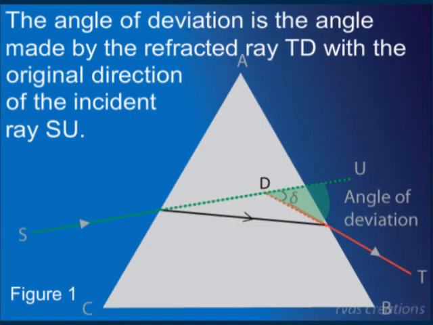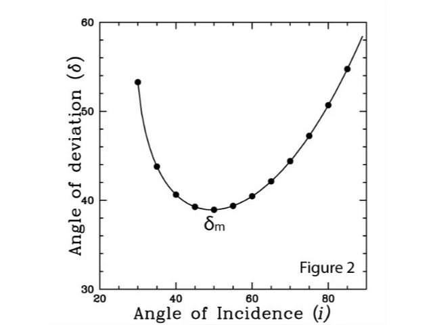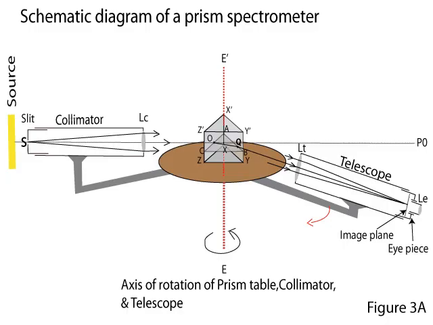As shown in Figure 1, the angle of deviation is the angle made by the refracted ray Td with the original direction of the incident ray Su. Figure 2 shows the variation of the angle of deviation with the angle of incidence. As the angle of incidence increases along the x-axis, the angle of deviation along the y-axis first decreases to a minimum value and increases afterward. The experiment aims to determine the minimum value of the angle of deviation, delta m.